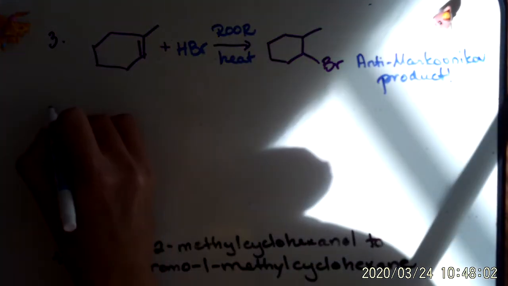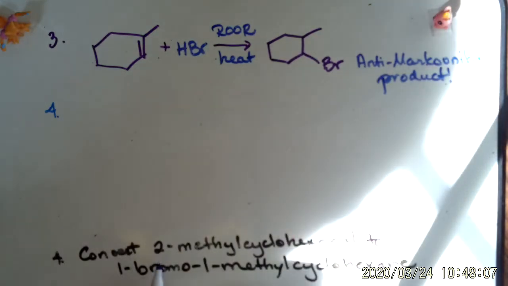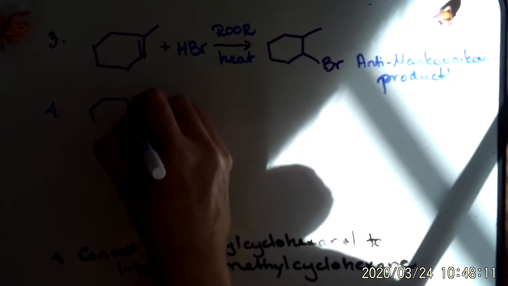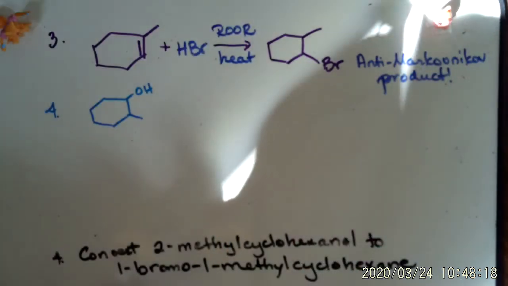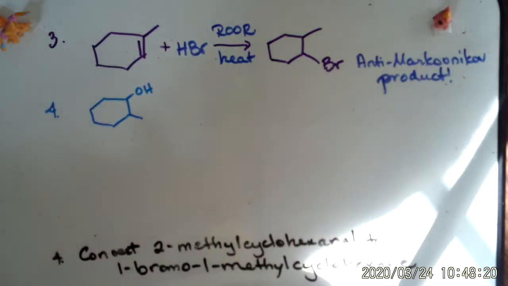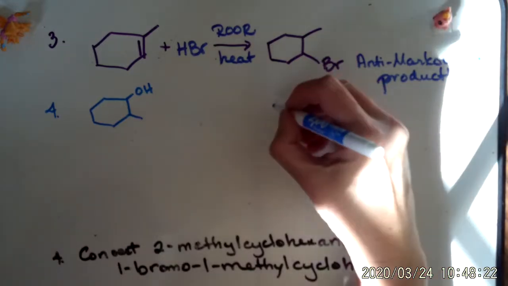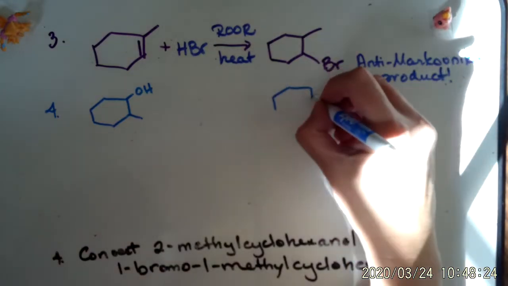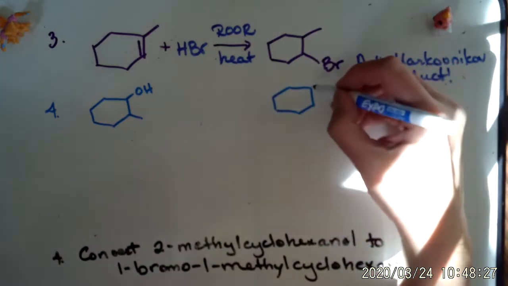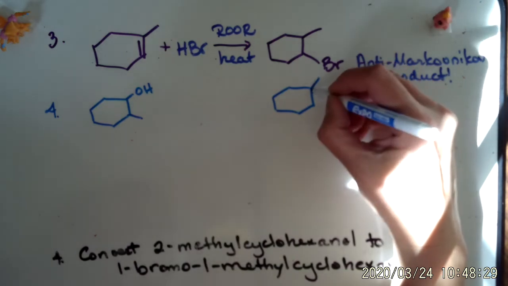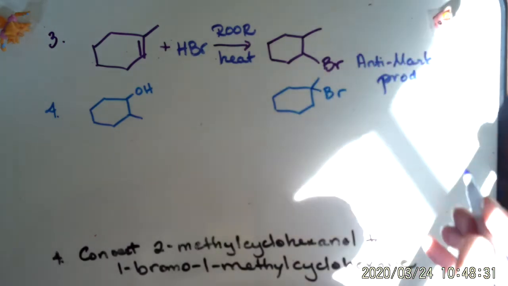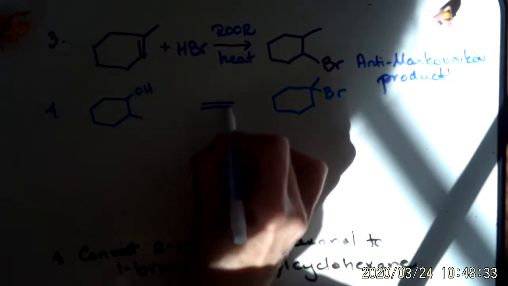Now let's do number 4. We're going to convert in number 4 2-methylcyclohexanol. So let's draw our cyclohexanol. There's my alcohol group, 1, 2. There's my methyl group. And we're going to make 1-bromo, 1-methylcyclohexane. 1-bromo, 1-methyl. Okay, and we have to figure out how to do this.